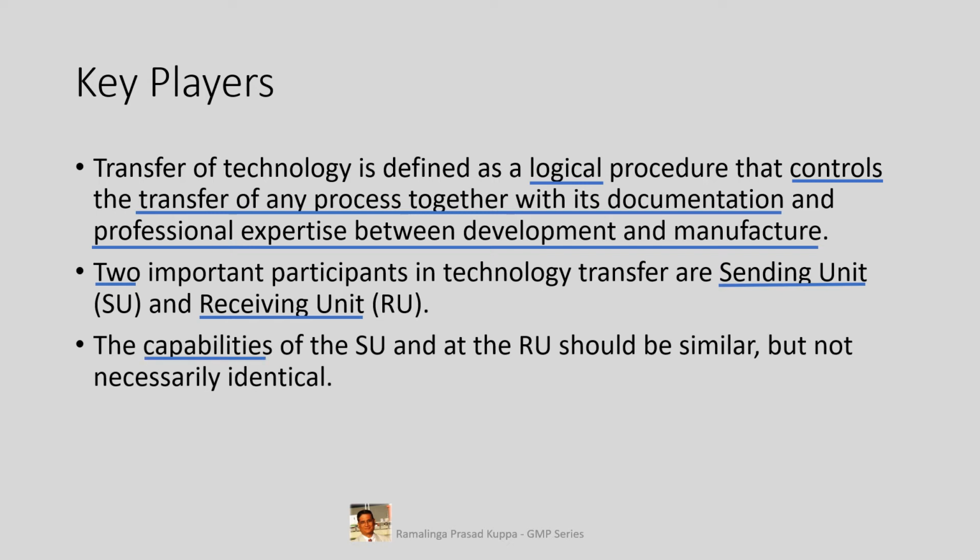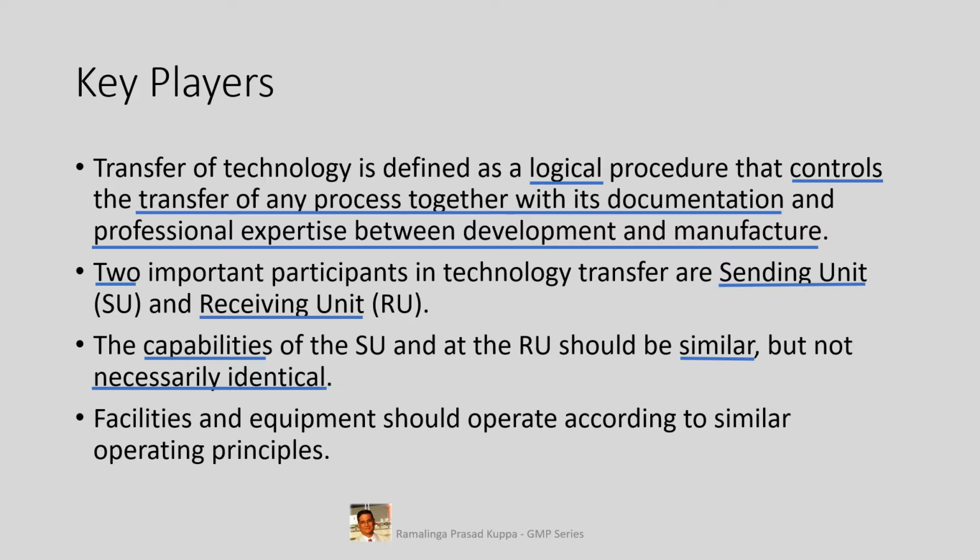The capabilities of the SU and the RU should be similar but not necessarily identical. Obviously, the capabilities of SU and RU should be similar so that the understanding is on the same platform. The capabilities can have similar characteristics but not necessarily exactly the same. Facilities and equipment should operate according to similar operating principles. Infrastructure and operations also should be with similar principles and not necessarily exactly the same.